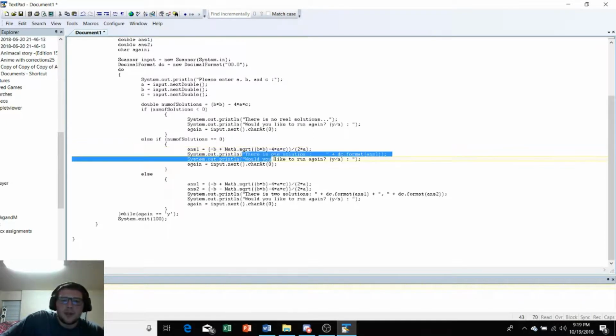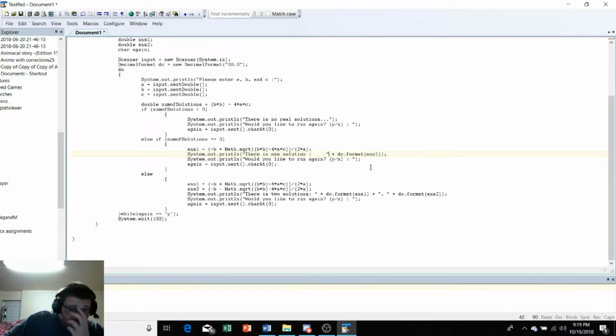System.out.println, there is one solution, and that solution will be decimal format answer 1. Our format, answer 1. Injecting answer into our format. You can think of it like that. System.out.println, would you like to run again? Yes or no. We take the answer, and of course we do the same thing. Again is equal to input.next.char at 0.